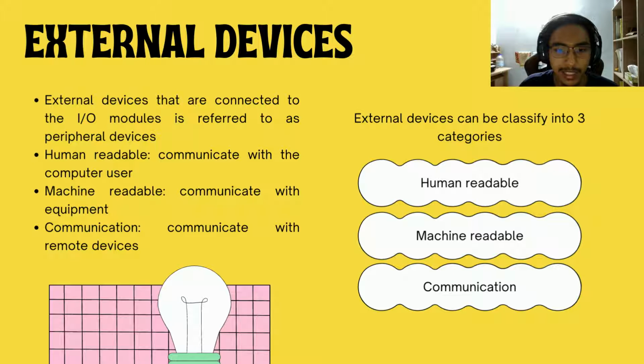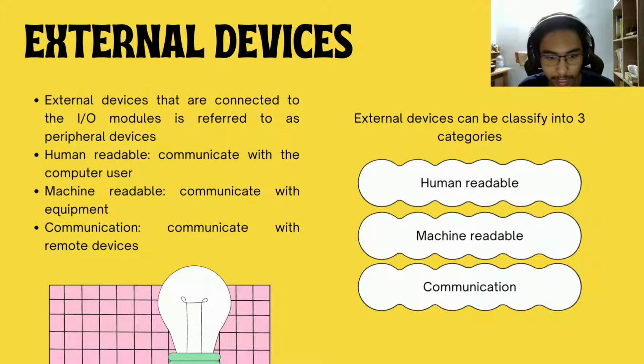There are three types of external devices, three categories. The first one is human readable, which is suitable for communicating with the computer user. Machine readable, which is suitable for communicating with equipment. And communication, which is suitable for communicating with remote devices.